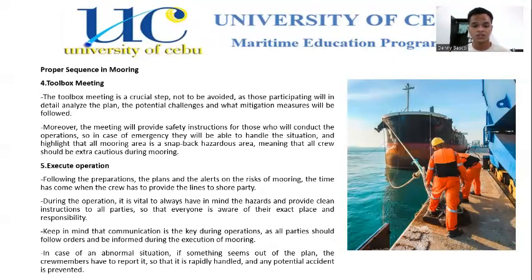So number five is execute preparation. So following the preparations, the plans, and the alerts of the risk of mooring, the time has come when the crew has to provide the lines to the shore party. So during the operation, it is vital to always have hazards in mind and provide clear instructions to all parties so that everyone is aware of their exact place and responsibility. So keep in mind that communication is the key during operations, as all parties should follow orders and be informed during the execution of mooring.